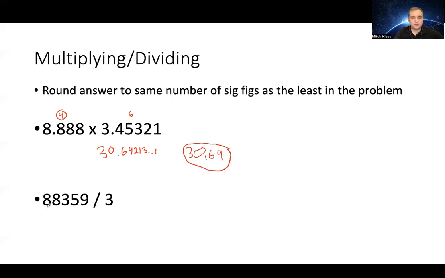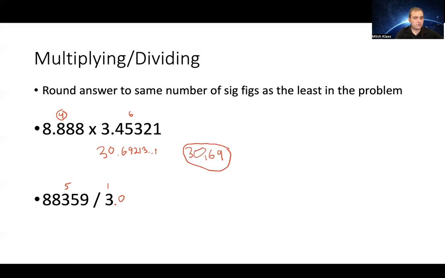All right, let's take a look at the next one. So 88359 divided by 3. 88359 has how many significant figures? Well, 5, because they're all non-zero digits. The 3 has how many significant figures? Just 1. Now, if this was a 0.03, then it would be 2, but that's not the case here.